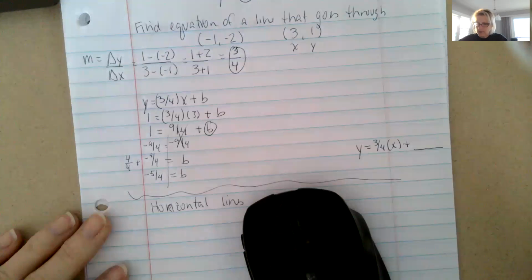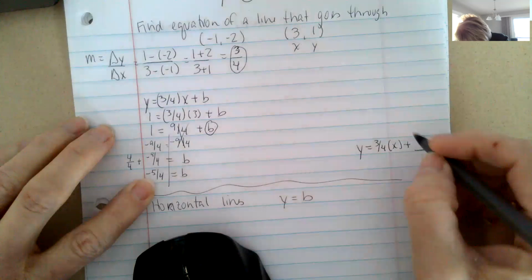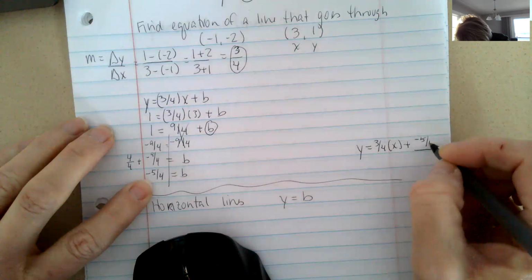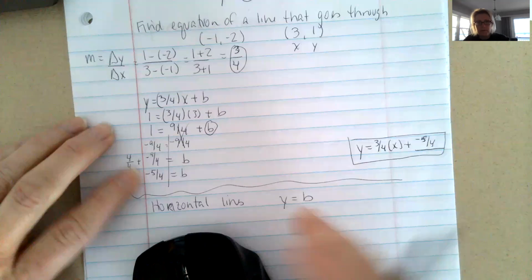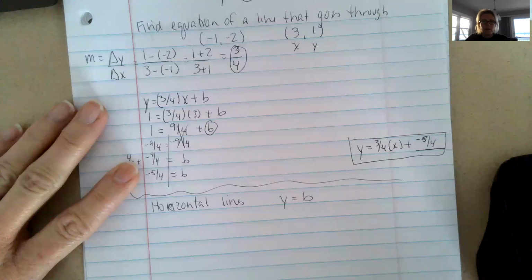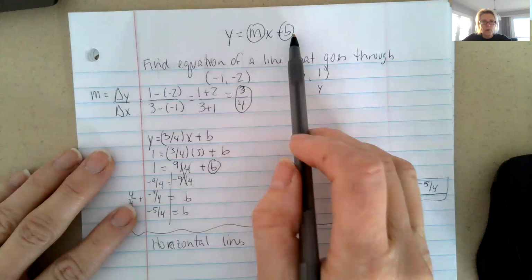Okay, so back to the paper. So my y-intercept is negative 5/4. So that is my equation of the line. So finding an equation of a line, you need two things, the slope and the y-intercept.